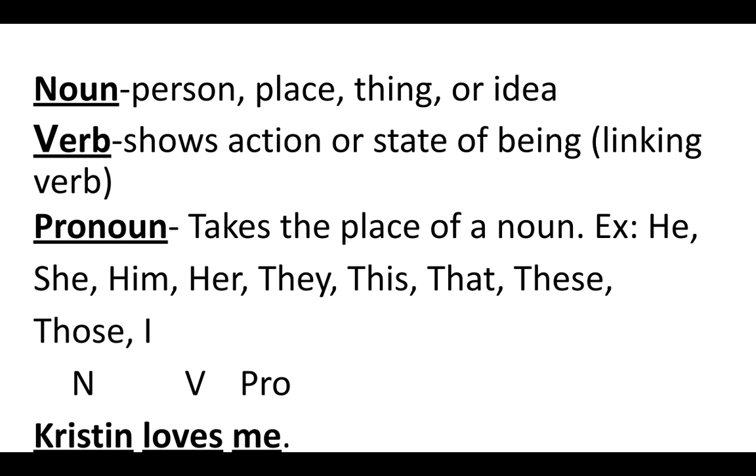A verb shows action or state of being. A lot of times we know, like, I love chicken, right? Love's an action verb there. But if you say, she is nice, is is a linking verb, and nice is my adjective. So we have to make sure that we comprehend that part. A pronoun takes the place of a noun. So in this situation, Kristen loves me. Kristen's my wife. Kristen's a noun. Loves is a verb, an action verb there. And then my pronoun is me.